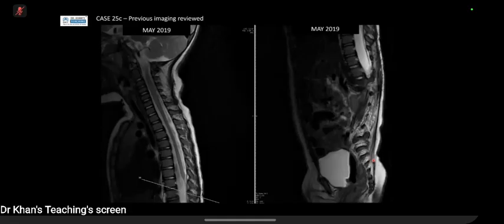Sagittal MRI of the cervical spine and of the thoracolumbar spine. On the cervical spine, there's no intramedullary lesion within the spinal cord. The surrounding CSF spaces are fine.